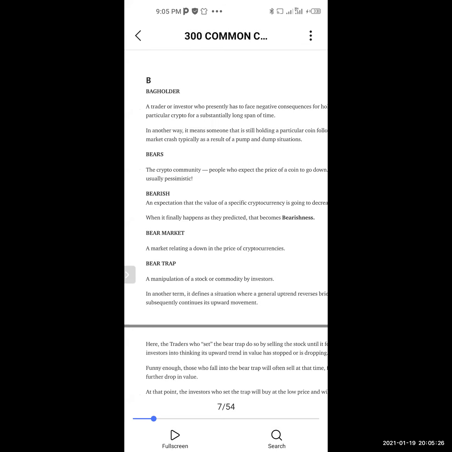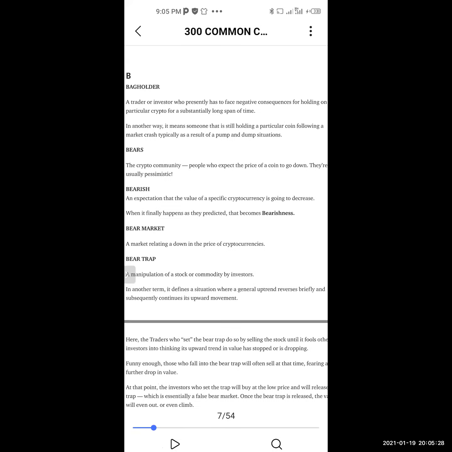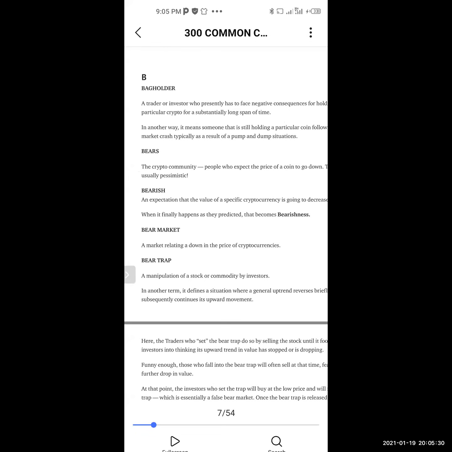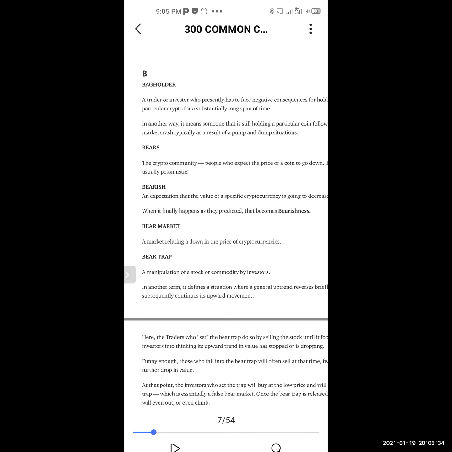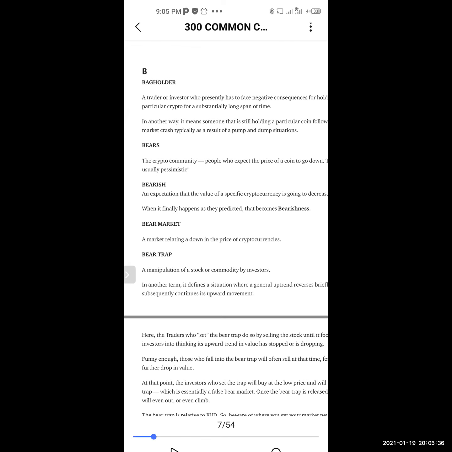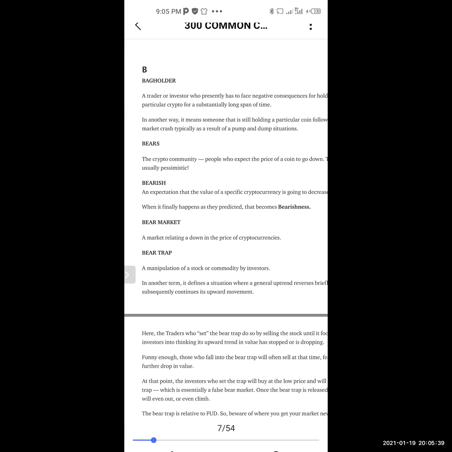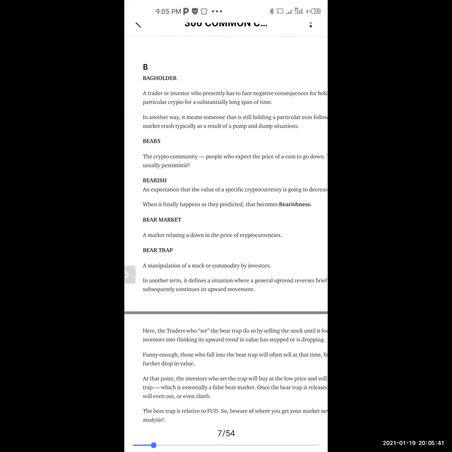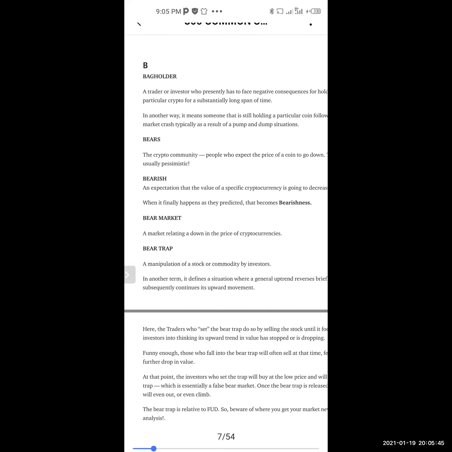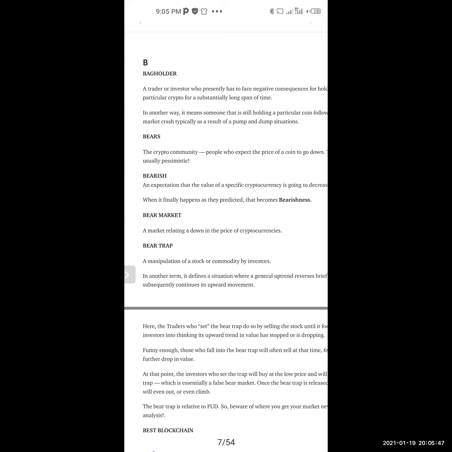So when you see someone is a bag holder, like me now, I'm a bag holder. I've been holding a particular coin for one year. Since someone is a bag holder, the person is willing to hold a coin whatever happens, come highs, lows, negative, good situations. So if you're a long-term holder, you're a bag holder.